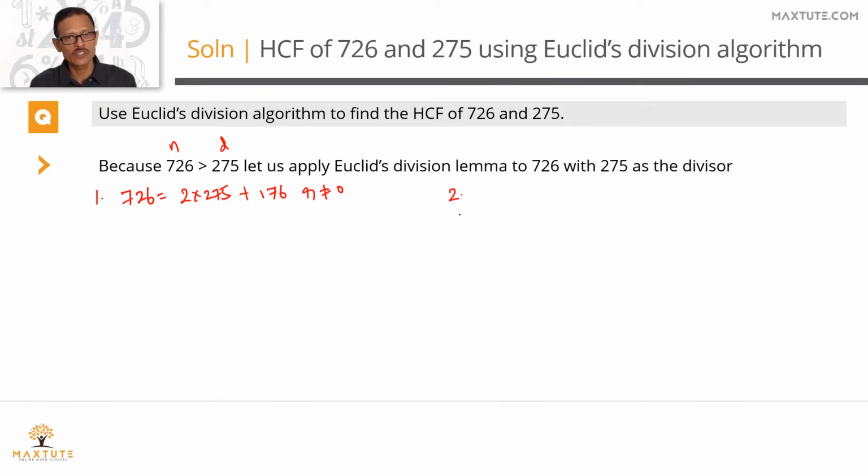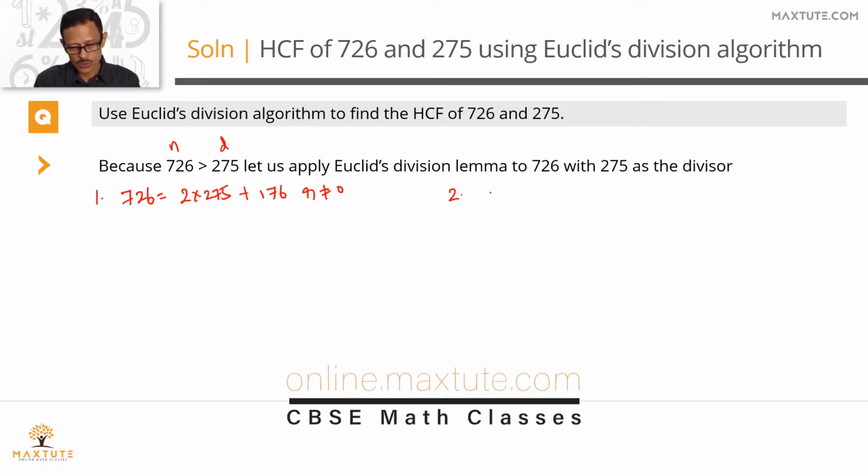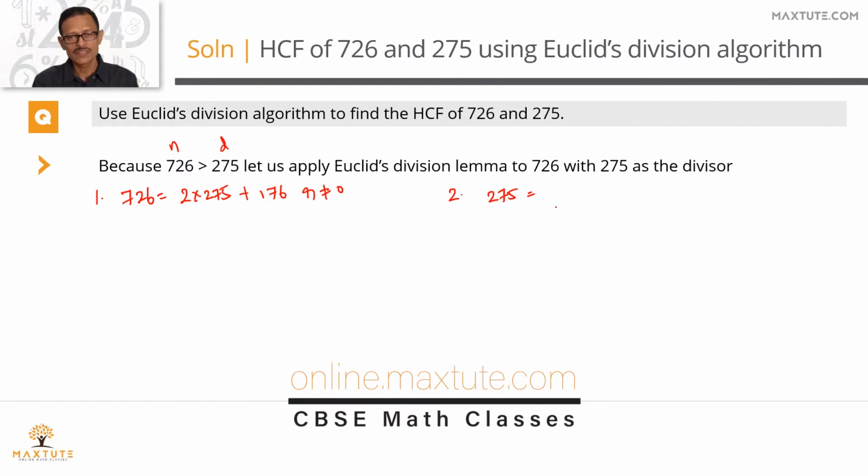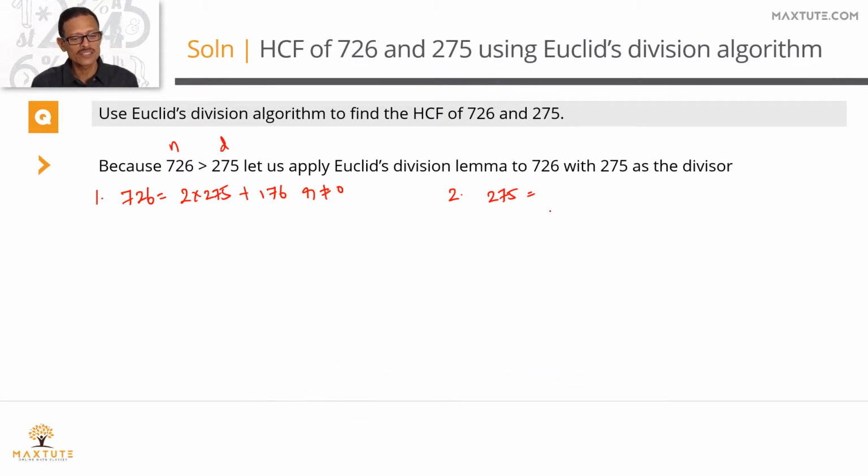In step 2, the adjustment we are going to make is to apply this lemma on 275 as the dividend and 176 as the divisor. So we'll write 275 equals some q times 176. 176 goes once in 275. So 1 times 176, and the remainder in this case is equal to 99. The remainder in this step is also not equal to 0. So we'll repeatedly keep doing this.